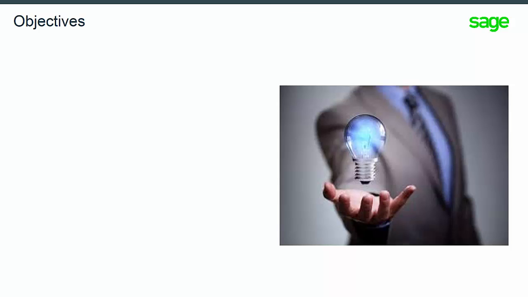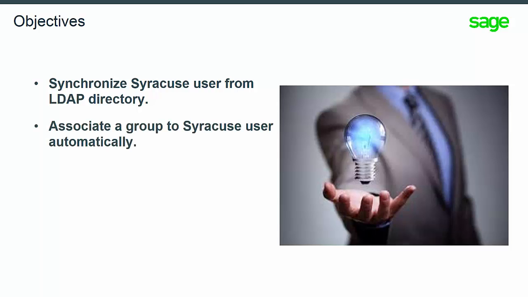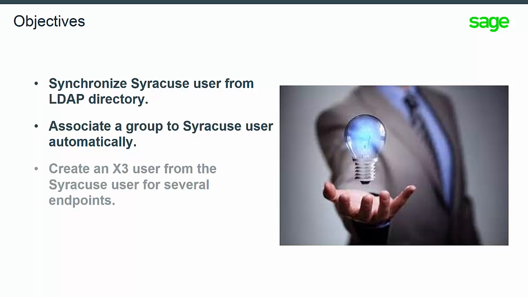In this topic, we will take a look at synchronizing Syracuse users from the LDAP directory. The connection through LDAP has been available since we changed the platform from a FAT client to a web-based one. In this new feature, when we synchronize a Syracuse user from the LDAP directory, it will create a fully operational Syracuse user, as is done currently, but it will also be able to associate this user to a setup group and be able to create an X3 user on several endpoints.